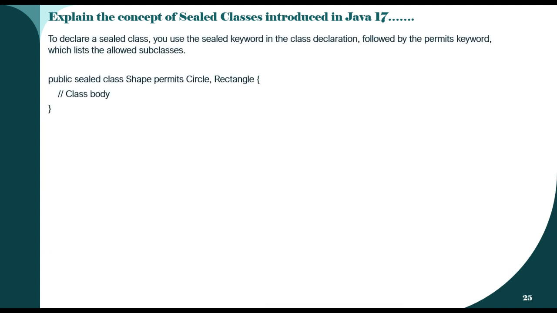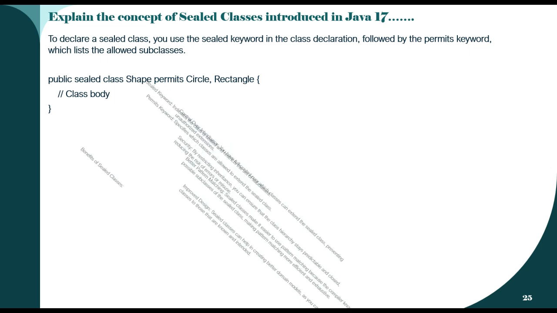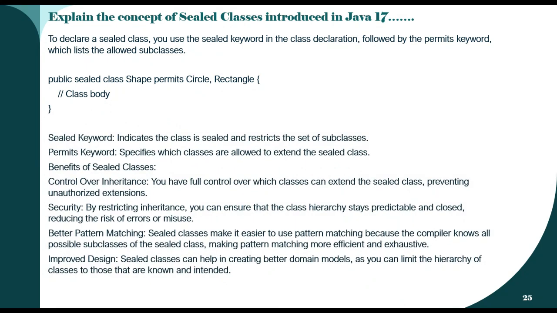Now, what is the way to declare a sealed class? You have a public sealed class, then the name of the class, and then the permits clause, which lists the classes that are permitted, for example Circle and Rectangle. That's how we use it.